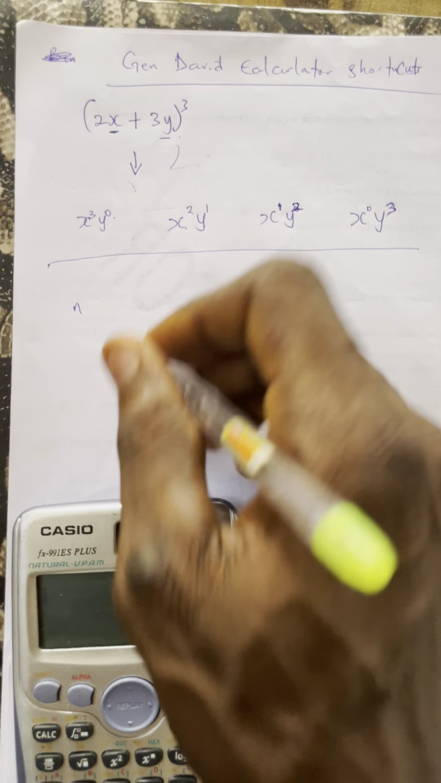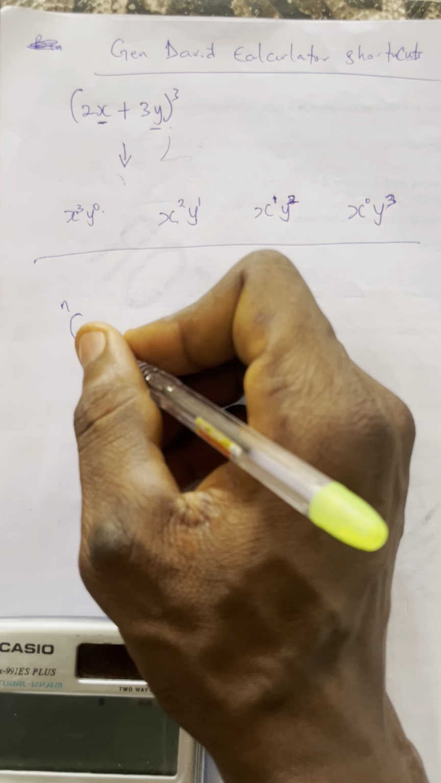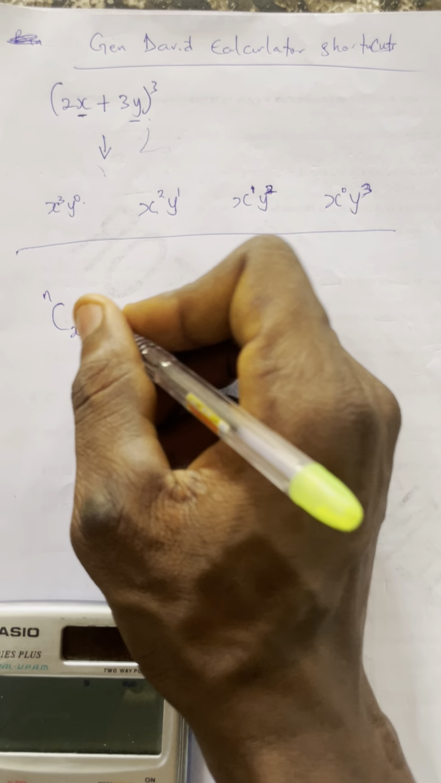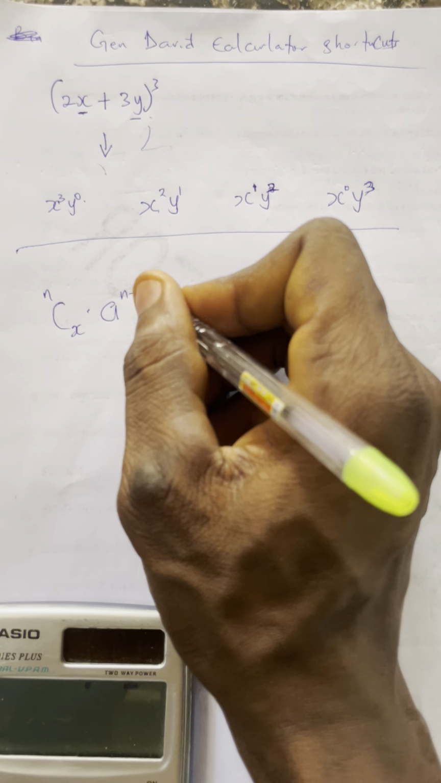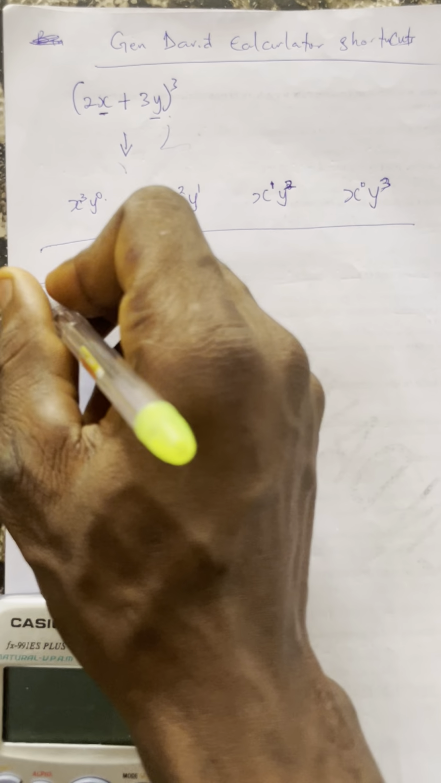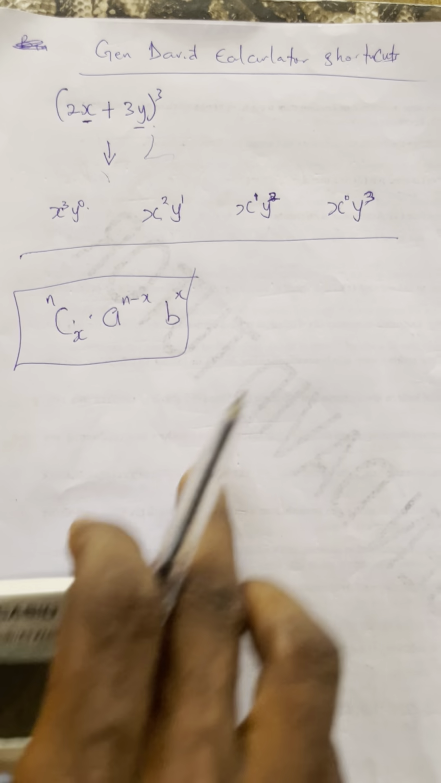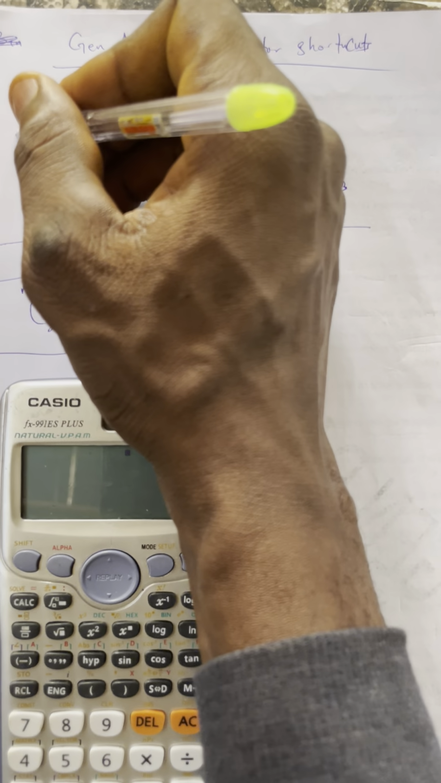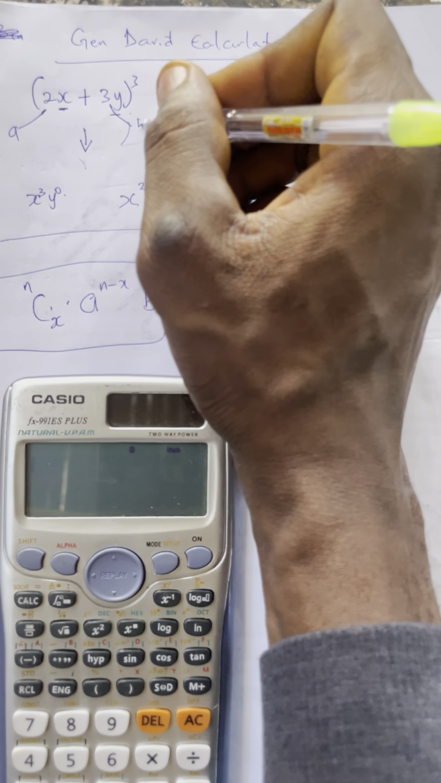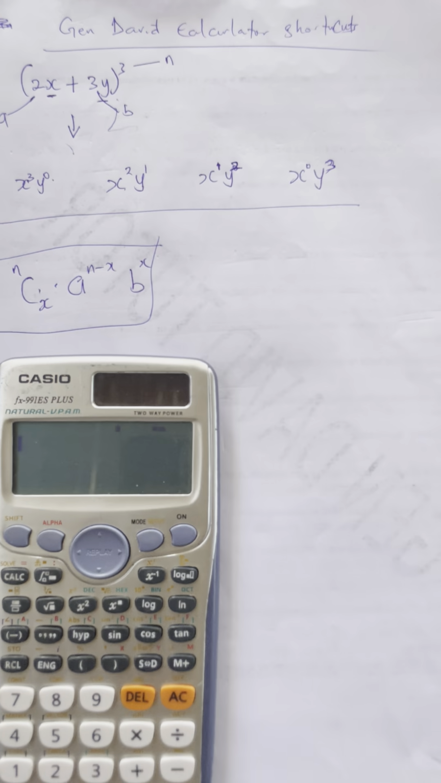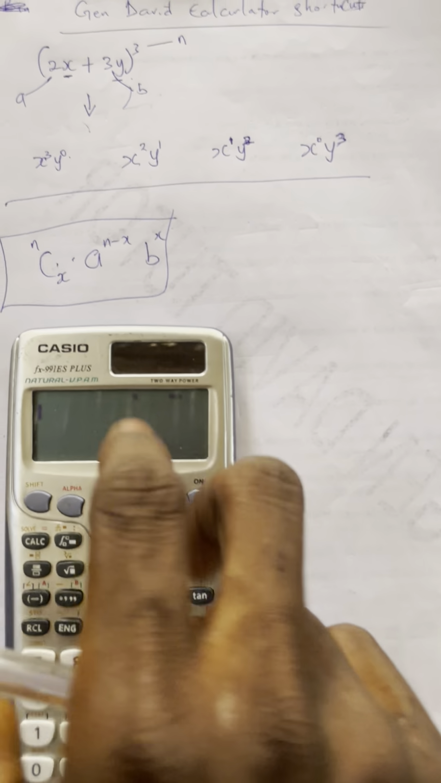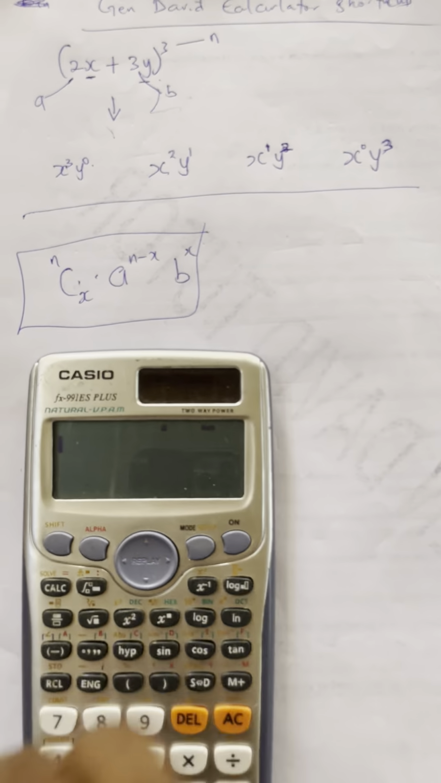What's the formula you are going to use? The formula for the calculator is n combination x, multiplied by a raised to power n minus x, multiplied by b raised to power x. So I'm using the general formula, but I only change r to x. So let us see. The number that is here is my a, the number that is here is my b. This one is my n. So let us now see. I will now press on the calculator. I press mode.